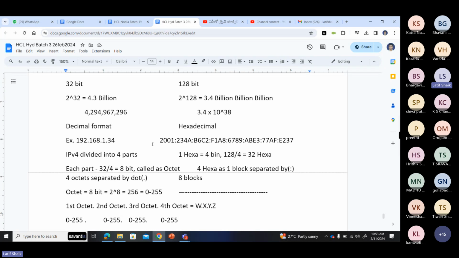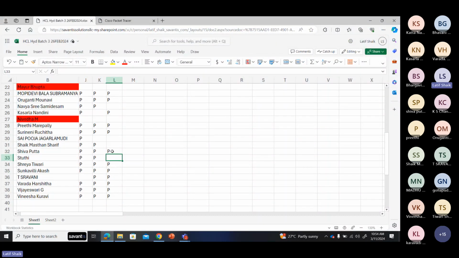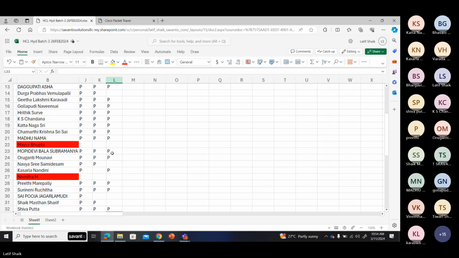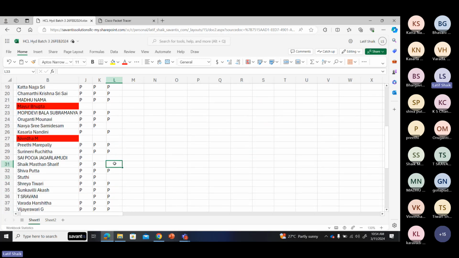So IPv4 has a limitation, 4.3 billion, almost. Hello, sir. Yes, tell me. Sorry to interrupt, sir. I just joined because of a network issue in my locality. Okay, no problem. Sheikh Mastan Sharif, sir. Yeah, I got it. Here it is. Thank you, sir.